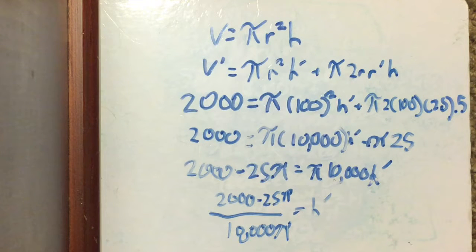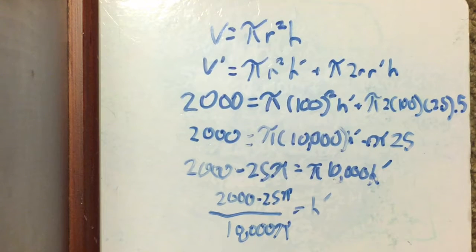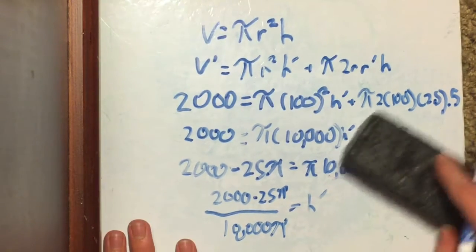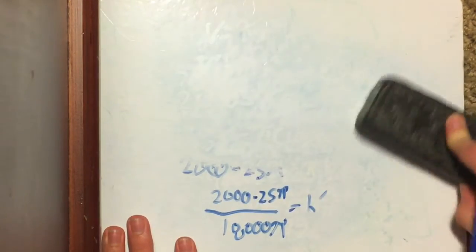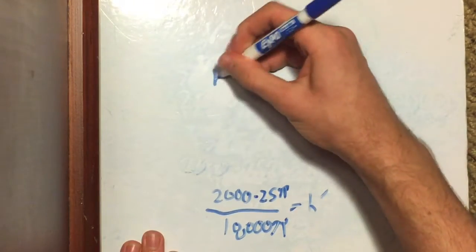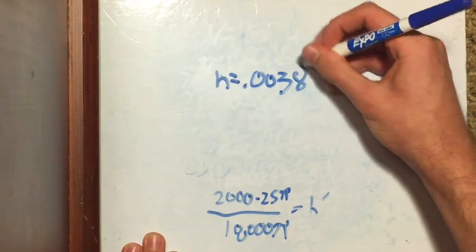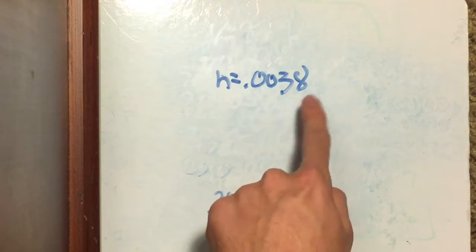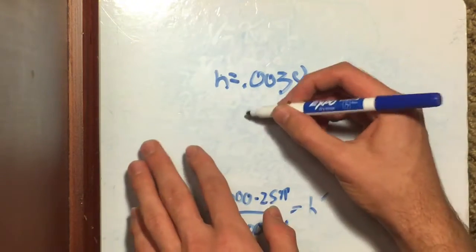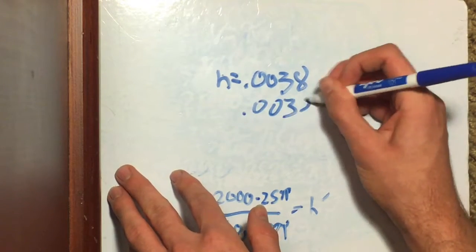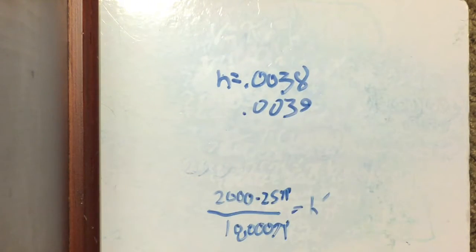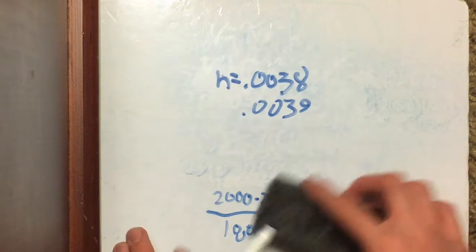And since nobody would like to solve that without a calculator, that's why you were given a calculator for this problem. And what you should get, if you try and simplify that, is h prime equals 0.0038, or you could round it up and it's 0.0039. Either of those two will get you a point when it's graded. So, now let's move on to the next one.